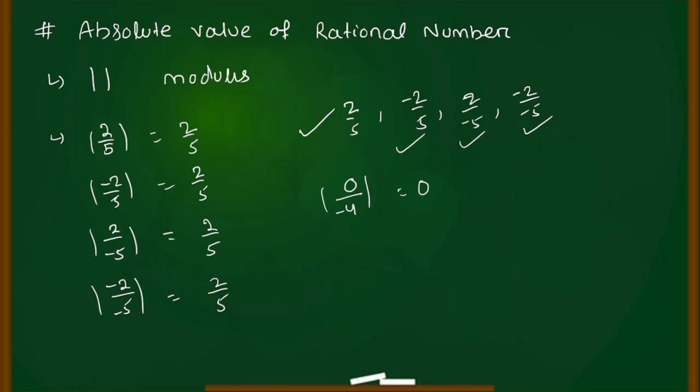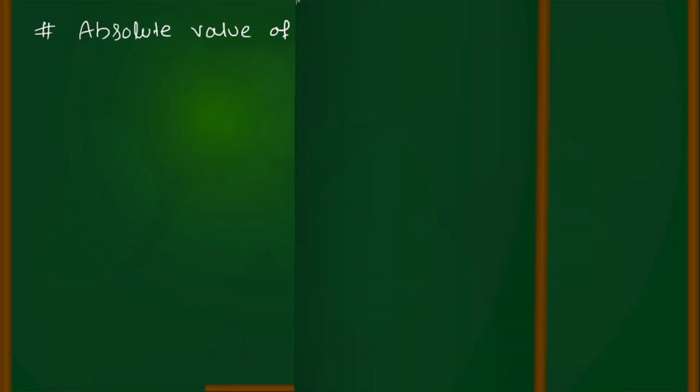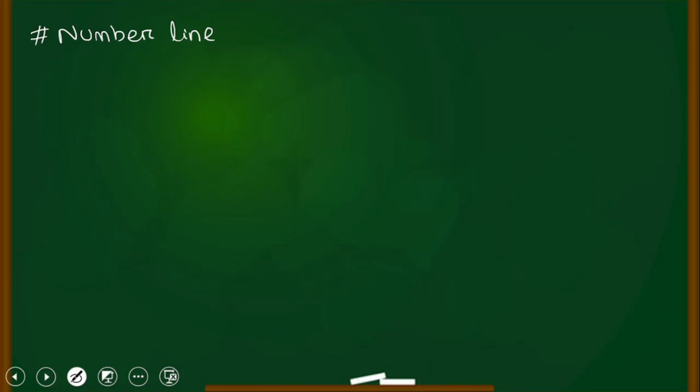All of you understand what is absolute value? Now the next concept is the number line. I will tell you two methods; you can solve in two methods. First of all, understand through a question.